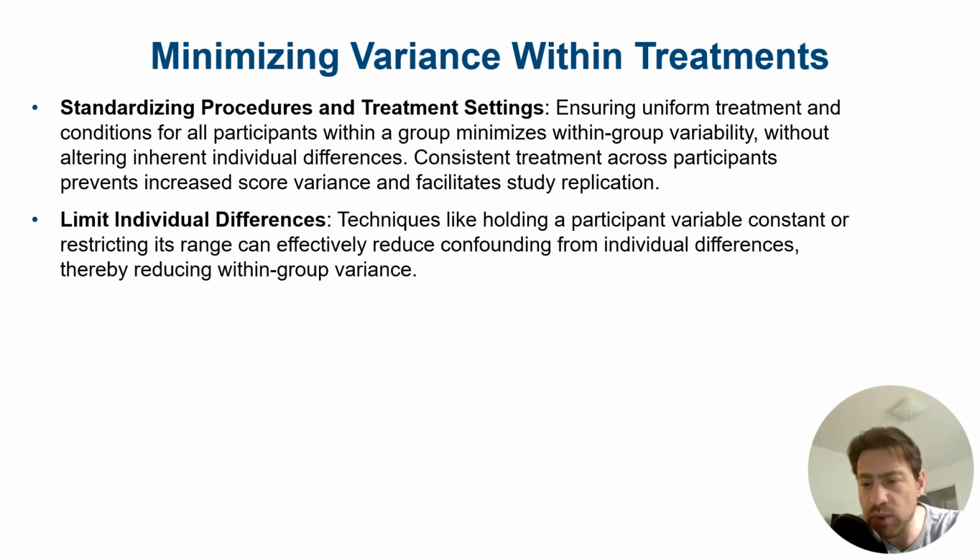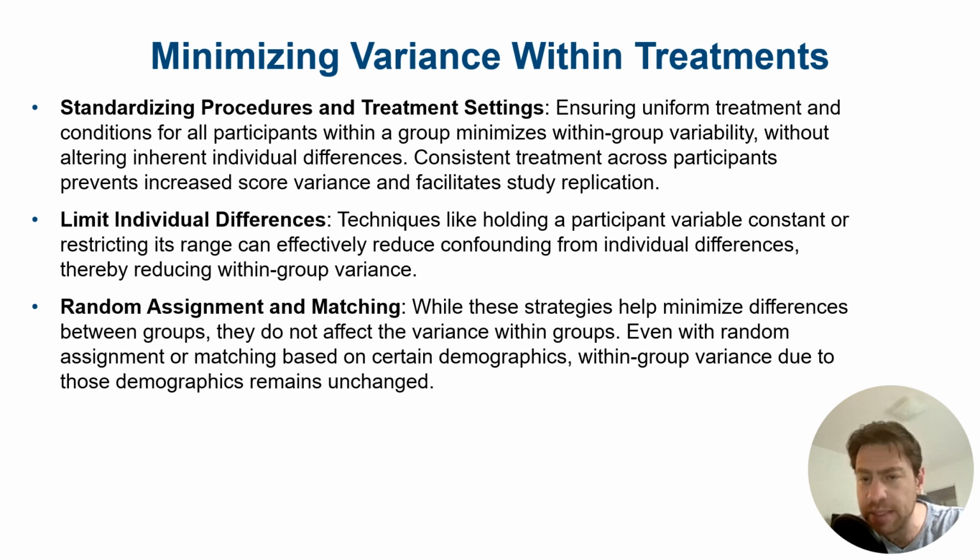So another approach is one that we've talked about, and this is limiting individual differences by holding a variable constant or restricting that variable to some specified range. Next is random assignment and matching, which doesn't actually reduce the variance within groups, but it does help overcome or potentially mitigate the confounds that could arise from individual differences and differences between groups that are not caused by your independent variable and are therefore considered a confound.